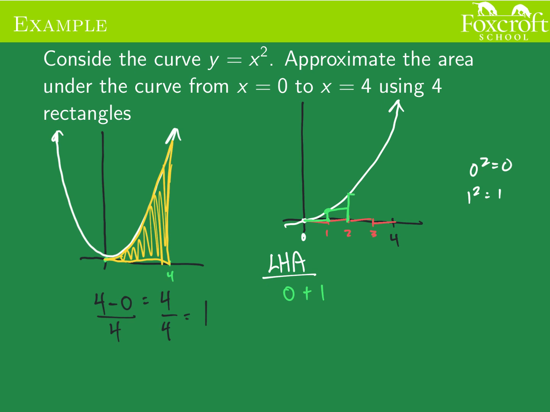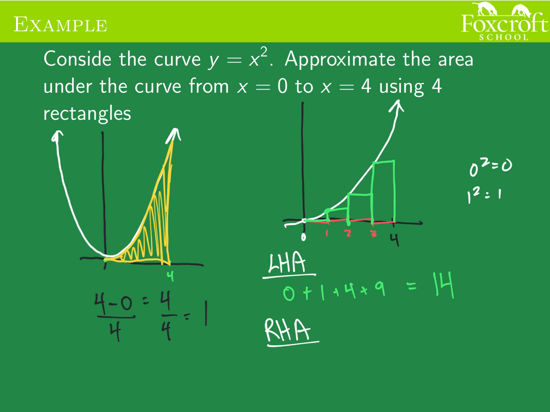Next rectangle. The left-hand side is when I plug 2 into x squared. That's going to be 4. And the last one is when I plug 3 in. That's going to be 9. All right, so my first guess for the area of this is going to be 14. What if we did the same thing with a right-hand endpoint? All right, right-hand estimate.